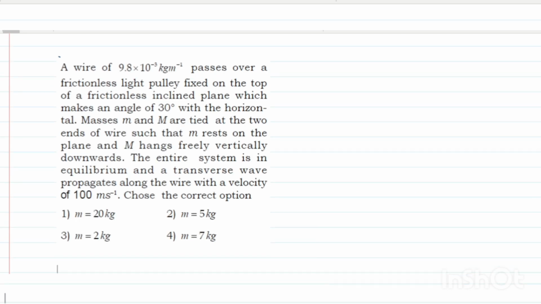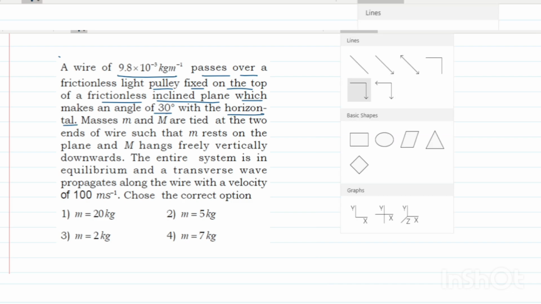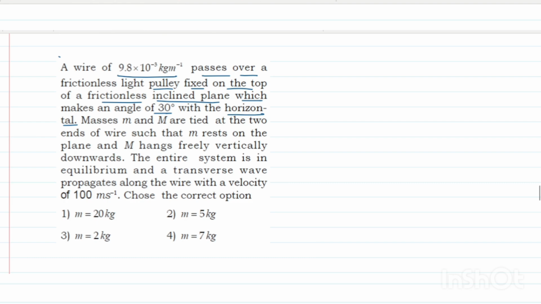Let us see the next question. A wire of 9.8 into 10 power minus 3 kg per meter passes over a frictionless light pulley fixed on the top of a frictionless inclined plane, which is making an angle of 30 degrees to the horizontal. Here you are taking an inclined plane, students.